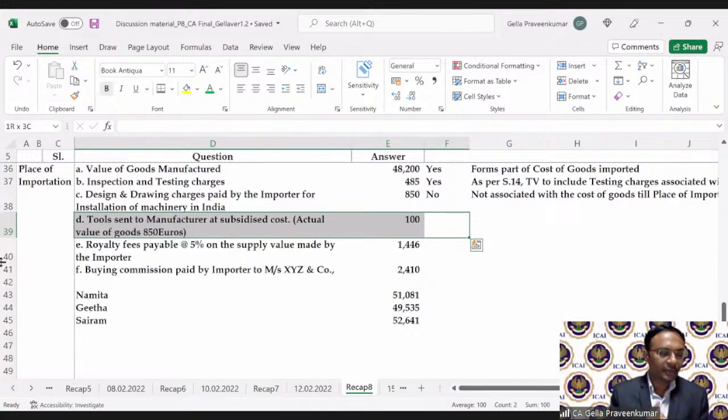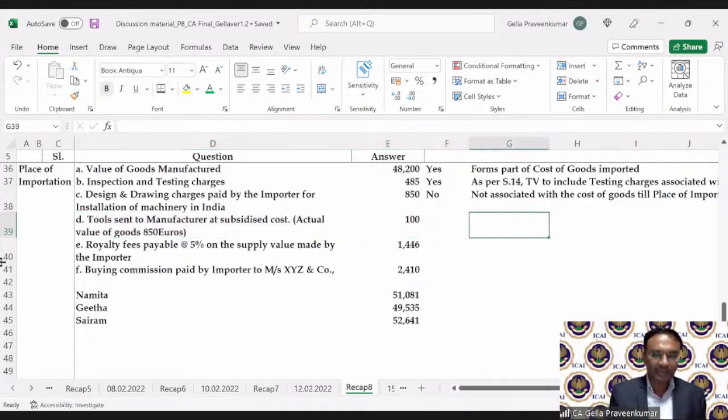Reduce cost of use in connection with the production and sale for export of imported goods to the extent that such value has not been included in the price actually paid or payable. So here, what happened? The value of goods which are manufactured was 48,200. That includes only 100 euros. There is a reduction of 750 euros. So what will we do?